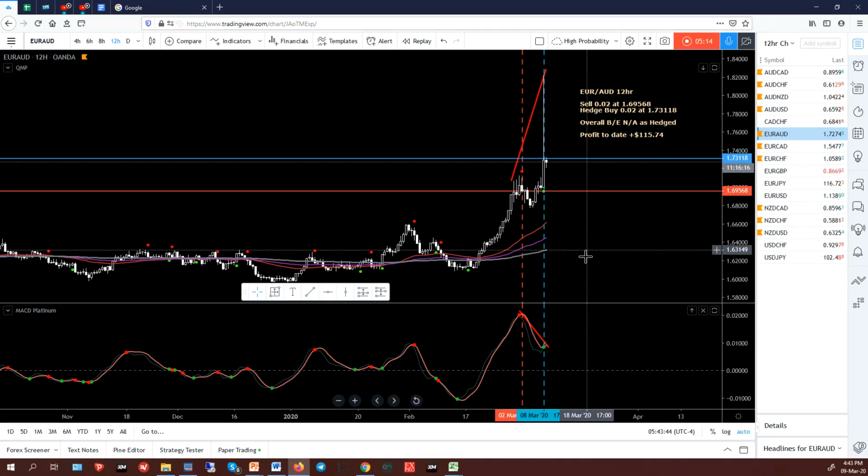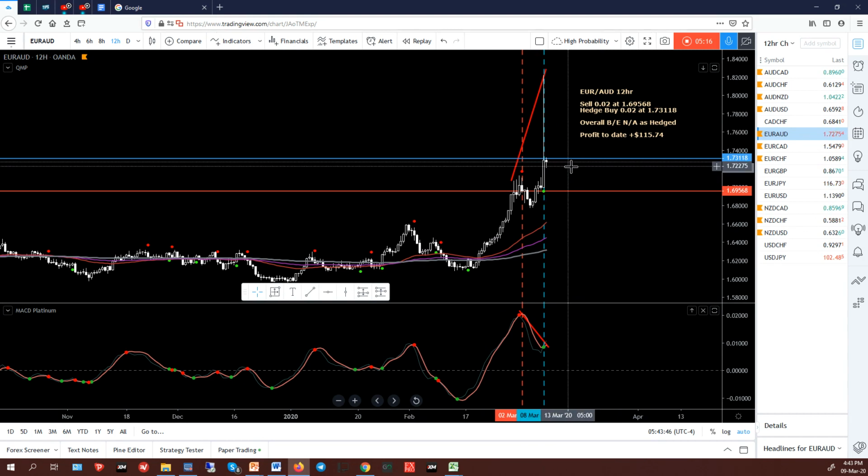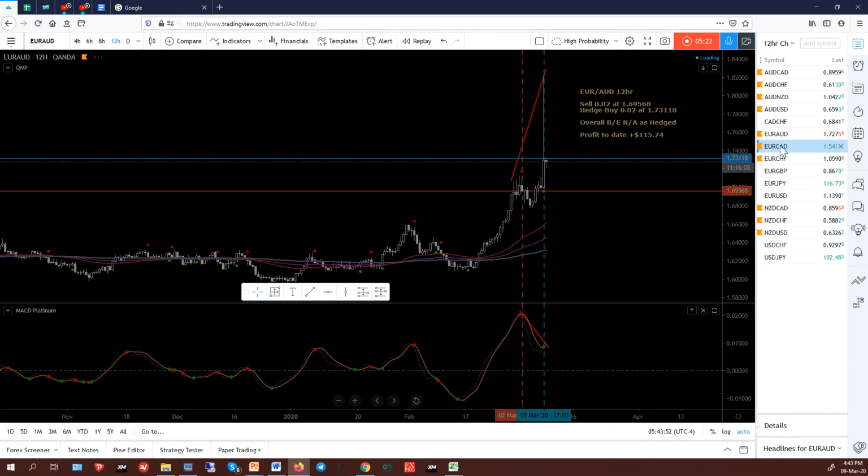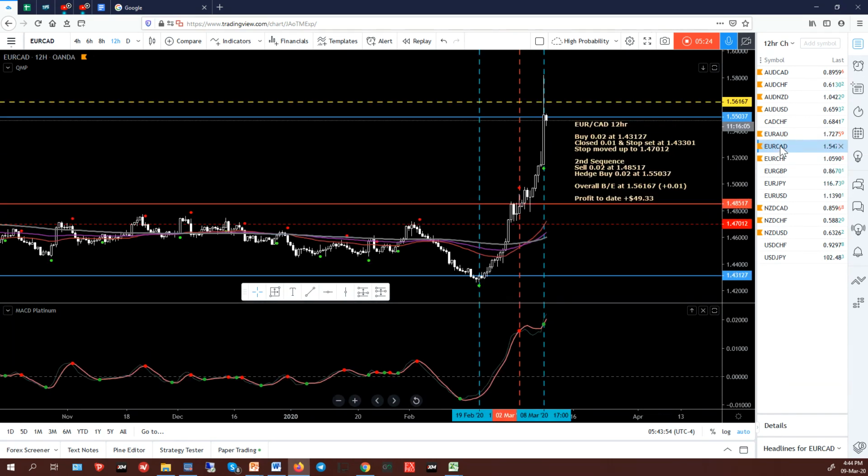But this is a big move of this pair, and I'm now looking for a new sell. There's not much I can do at the moment. Just sit tight on that. I think Euro CAD's a little bit better. I'm in a buy Euro CAD down here. And the stop for that buy is here.